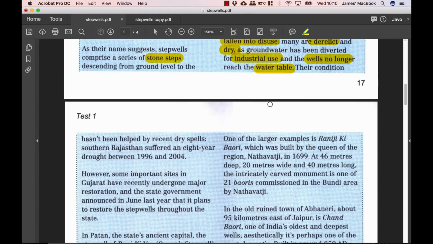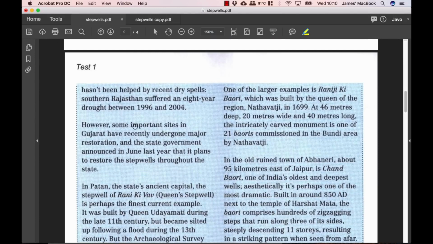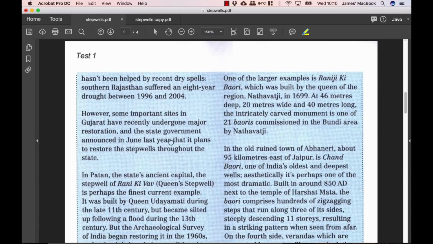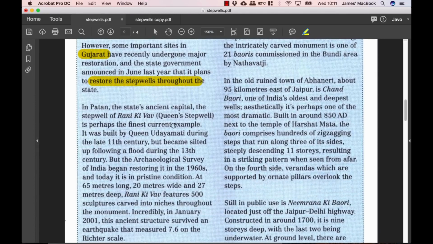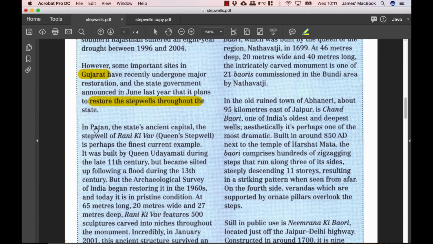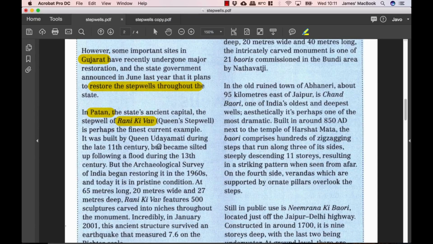Okay. All right, next paragraph. Some important sites have recently undergone major restoration. Plans to restore the wells throughout the state of Gujarat. There's a capitalized word. Okay, and this will start to explain these different parts of Gujarat. So in Patan, the Queen's Well, a current example.